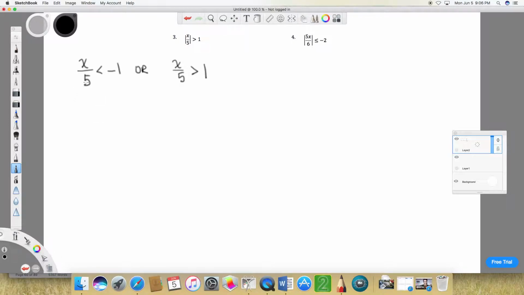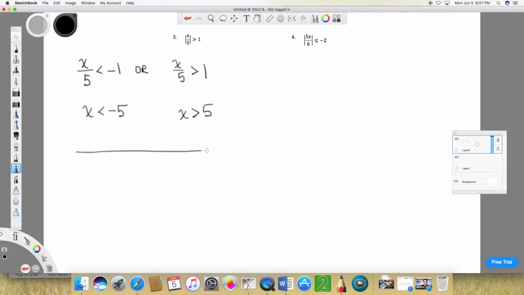So here on the left, I'm going to multiply both sides by +5. And that means that x is strictly less than -5. And over here on the right, I'm also going to multiply both sides of this inequality by +5, and that means that x is greater than 5, strictly greater than 5.